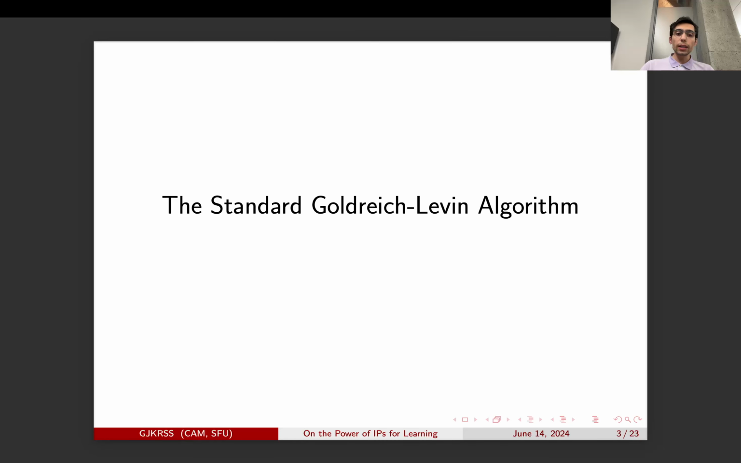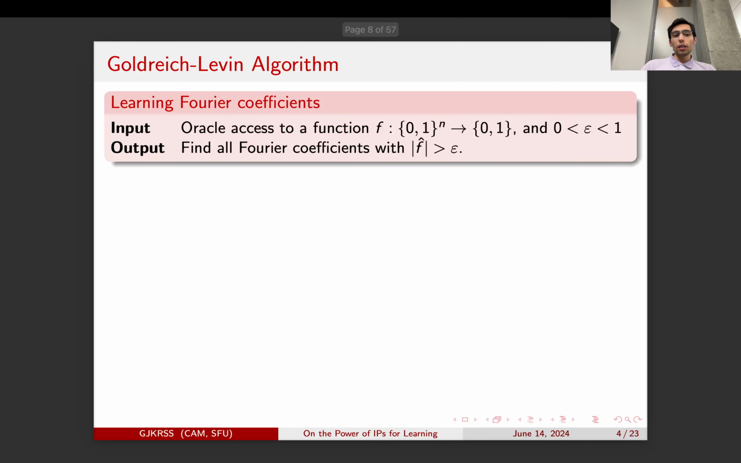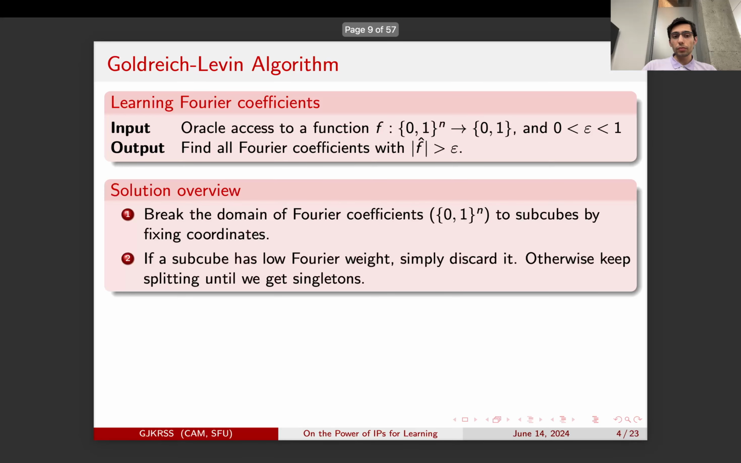So let's review the standard Goldreich-Levin algorithm. In the input, we are given oracle access to a function f and also an explicit parameter epsilon. We want to find all Fourier coefficients of f that have absolute value more than epsilon. And I kind of assume that you know what Fourier coefficients are. They basically correspond to the correlation of f with linear functions.